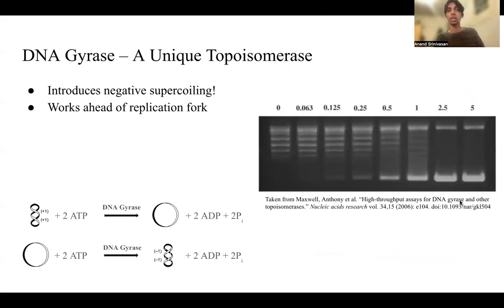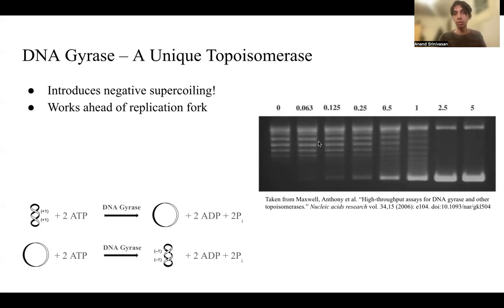I want to focus on DNA gyrase, which is a unique topoisomerase in that it's the only topoisomerase we know of to date that actually introduces supercoiling instead of allowing DNA to relax and getting rid of supercoiling. The reason this exists is because DNA gyrase can work ahead of the replication fork and basically introduce some negative supercoiling, and then helicase will come and cause some positive supercoiling, and hopefully this will balance out.